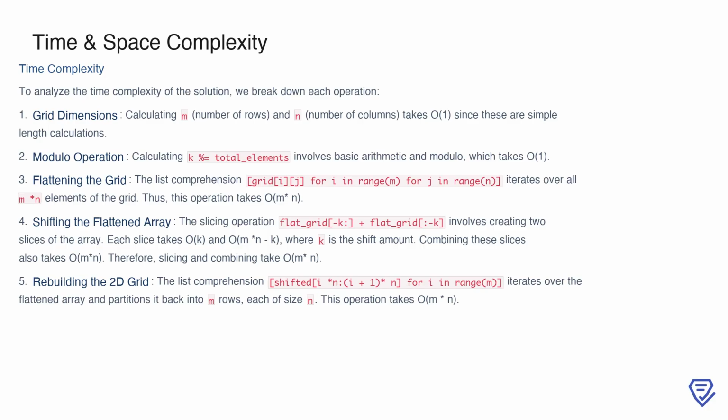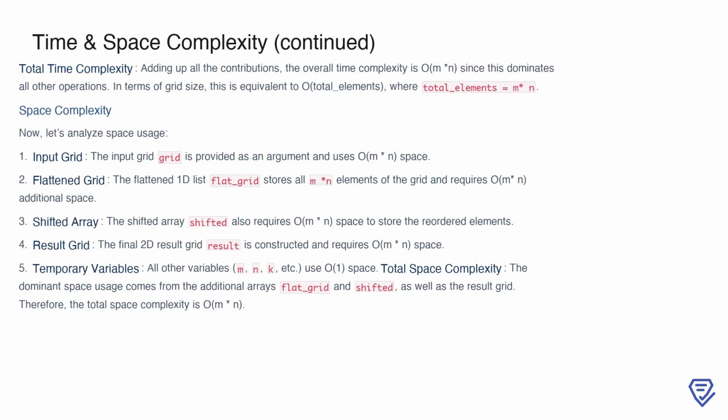Finally, we rebuild the grid into its original 2D shape using another list comprehension. This operation also requires O(m*n) time because we process all elements to partition them into rows. So, each major step of the algorithm contributes to the overall time complexity. Adding up all these steps, the dominant term in our time complexity is O(m*n), as it outweighs the constant time operations. When we describe the time complexity in terms of the grid size, it simplifies to O(total_elements), where total_elements is equal to m*n.